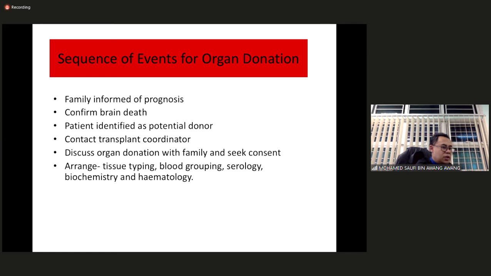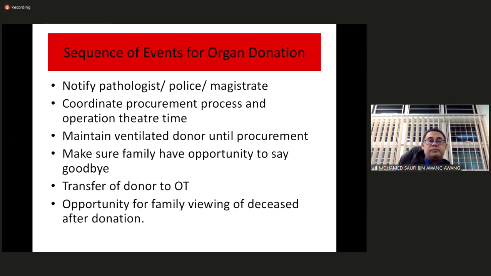So it's not an easy thing. But they have a good flow of charge, right? And of course, certain things that need to be done prior to that, yang blood grouping tu biasalah, serology, biochemistry, hematology, that one standard lah. Okay, so these are some rough idea lah when it comes to the organ donation. Yang ni biasalah ni, notify pathologist, donor, make sure have duty to say goodbye, transfer to OT, but this one I already mentioned to you lah, okay?